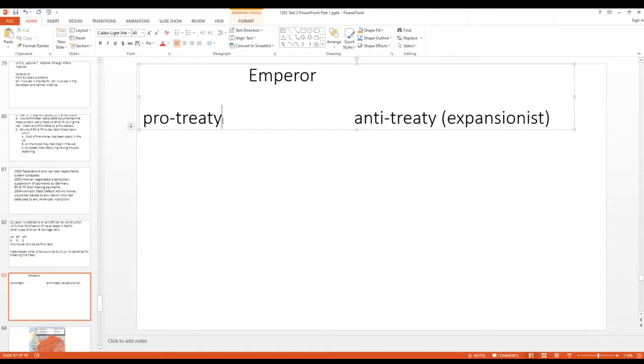Now, the pro-treaty crowd isn't opposed to having an empire. What they're opposed to is that there are 2 larger naval powers, and they don't want to get involved in a fight with Britain and the United States. Okay. So both groups want to expand their empire. It's a question of speed. Okay, how quickly do you do that?